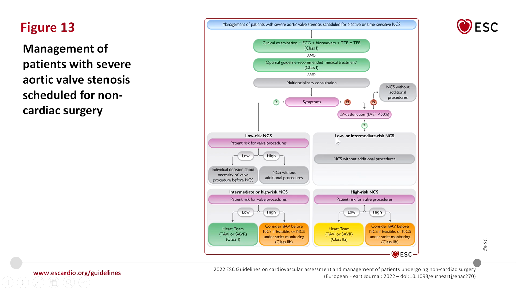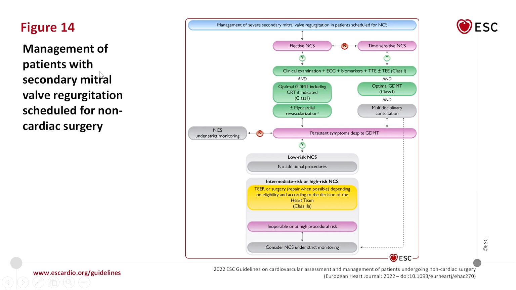Similarly, if the patient is having lower or intermediate risk and LV dysfunction is there, EF less than 50%, then if the patient is having high risk non-cardiac surgery, similar things can be followed: TAVI or SAVR can be given and BAV can be given if the TAVI or SAVR cannot be done. So for management of secondary MR also, we can do edge-to-edge repair or surgery in intermediate or high risk NCS for secondary MR. And if it is not feasible in an inoperable patient, then NCS can be done with strict monitoring.